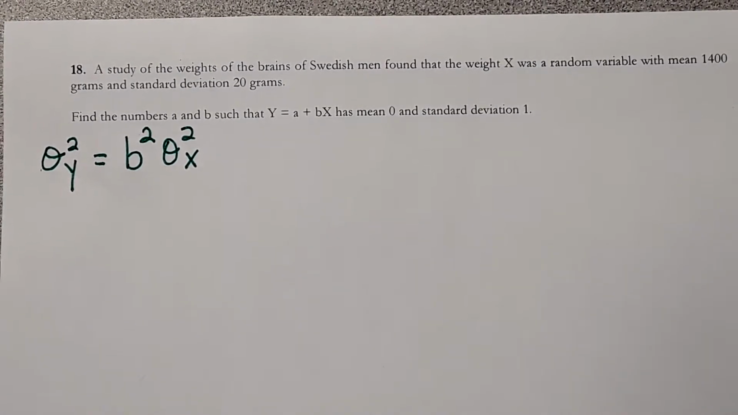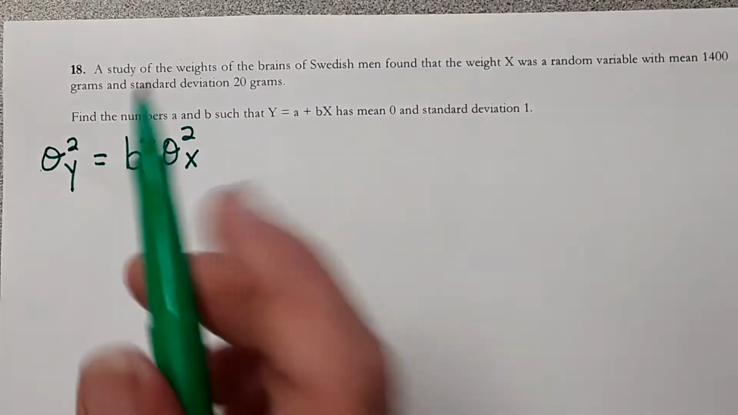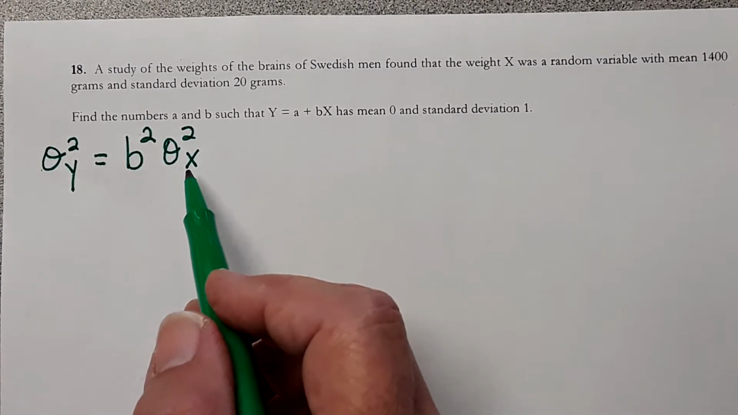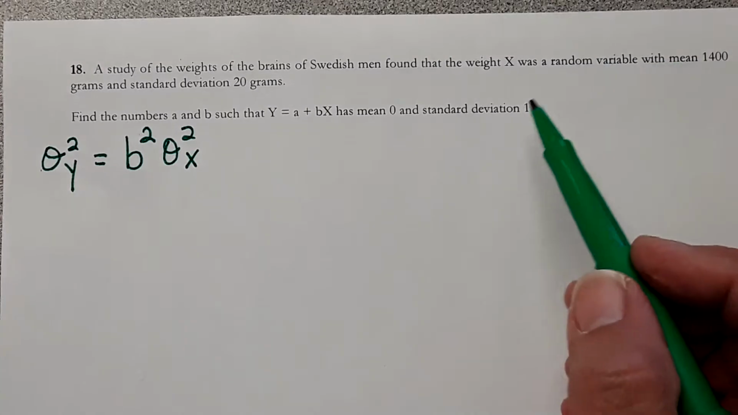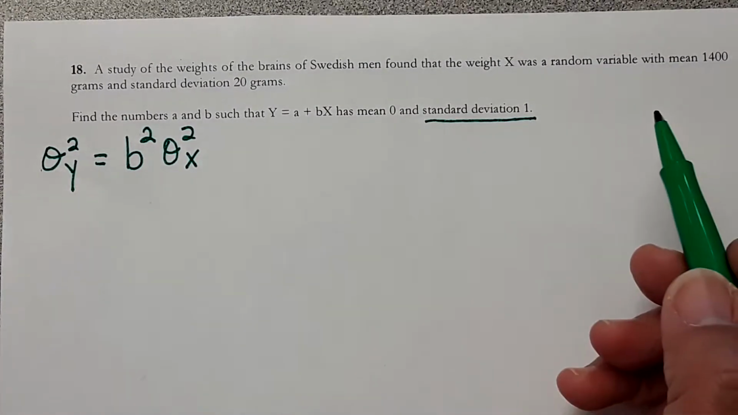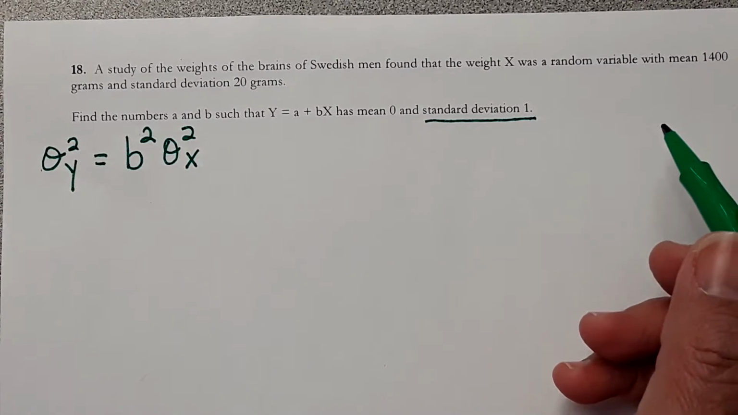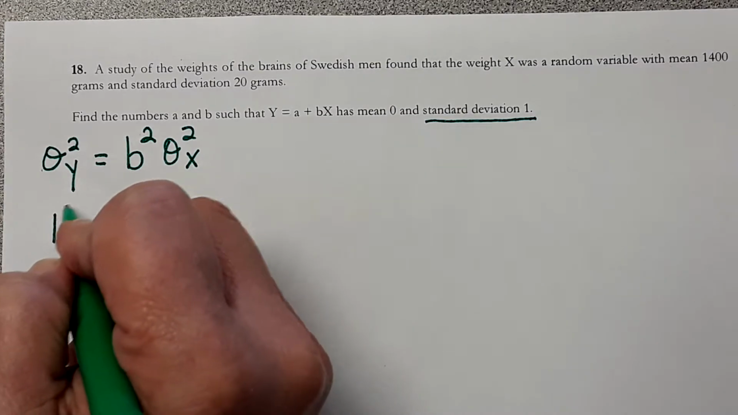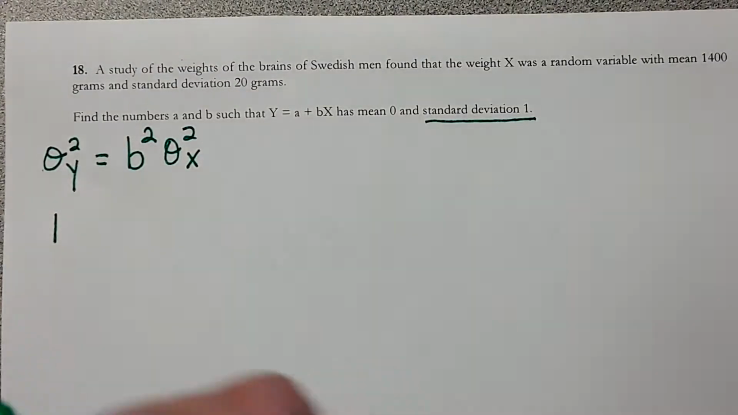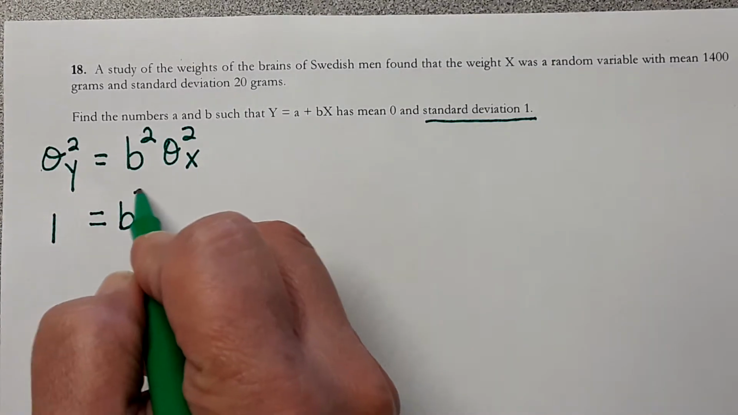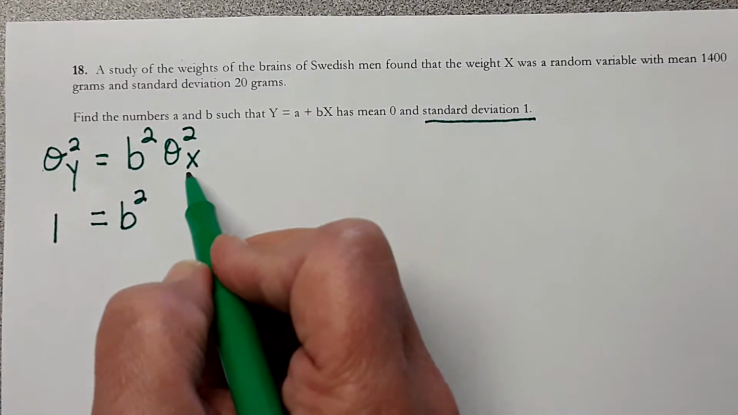So I don't know the variance of Y yet. That's what I'm looking for. But I do, and no, that's not true. I do know my variance of Y, and I know my variance of X. I don't know B. It says that I want my standard deviation of Y to be 1. Well, what is 1 squared? So I'm going to put 1 here. And if you need to, we can put squared equals, well, I don't know B squared. But this says the variance of X.